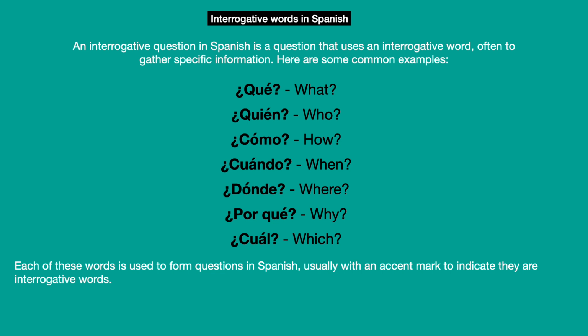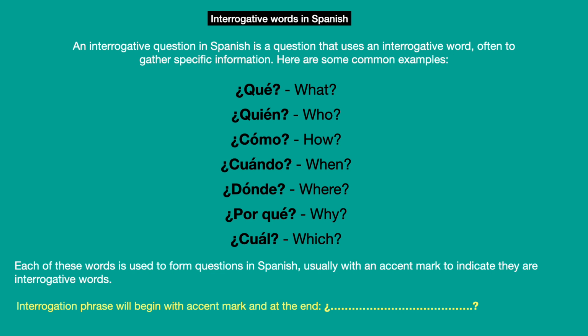in Spanish with the question mark. As you can see, we have a question mark at the beginning and at the end, while in English it would be only at the end. So here we have an example of interrogation phrases: you start with the word like qué, then the full sentence of the question, and at the end you close the question with the question mark.